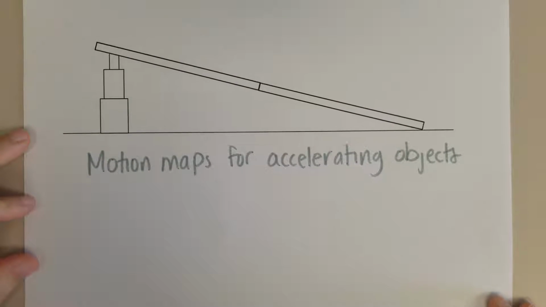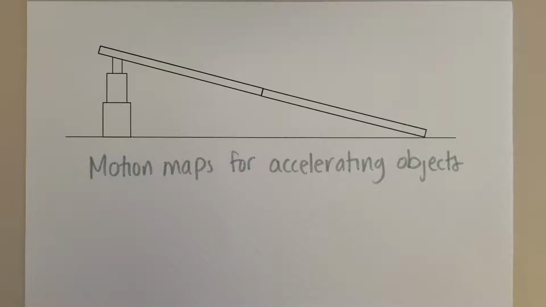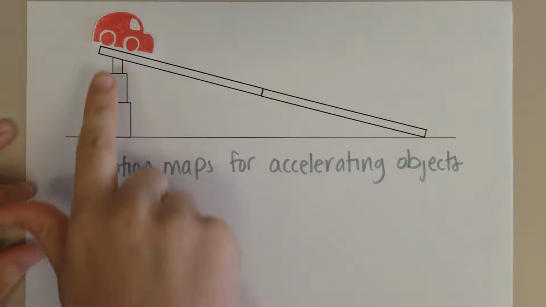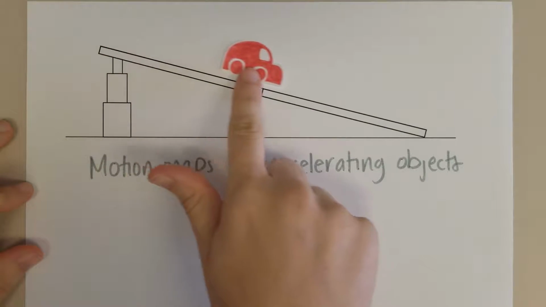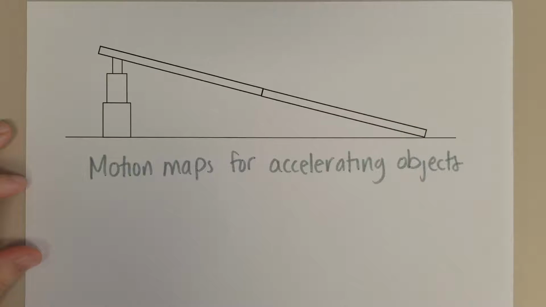Welcome! In this video, I'm going to show you how to draw a motion map for an object that is accelerating. A situation in which something might accelerate would be when a car, like a physics cart, is set at the top of the ramp, and if it's left free to roll down, it will speed up as it rolls down to the bottom of the ramp.